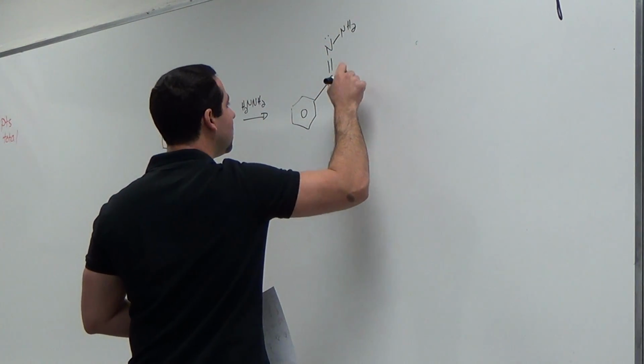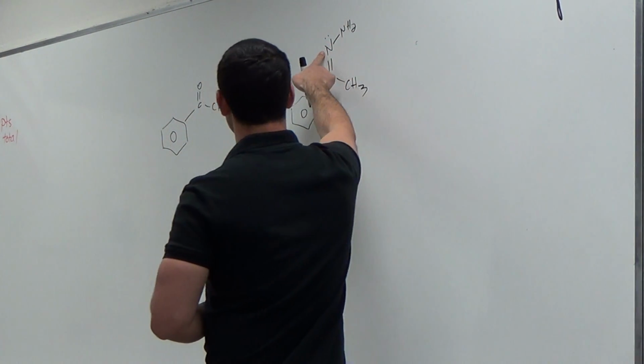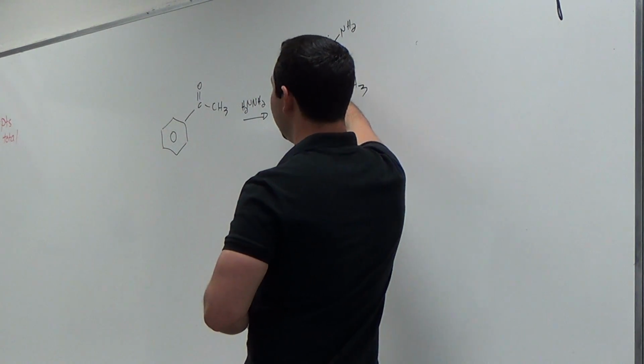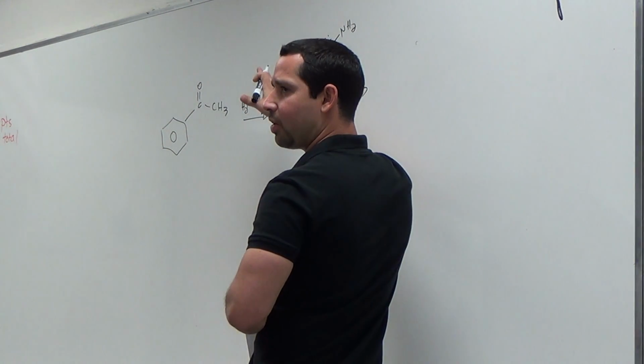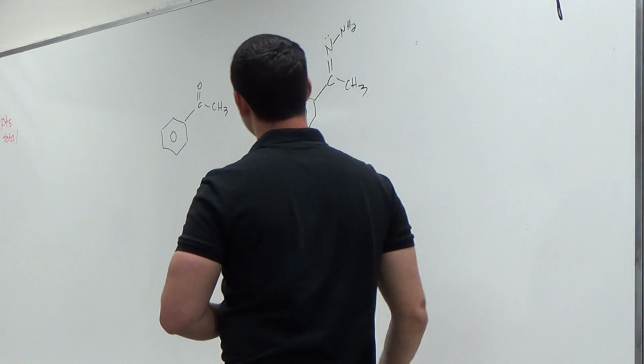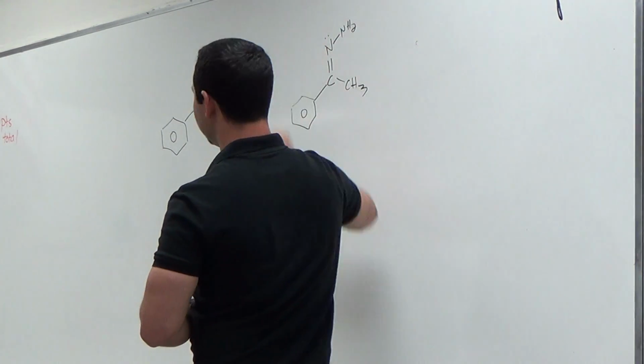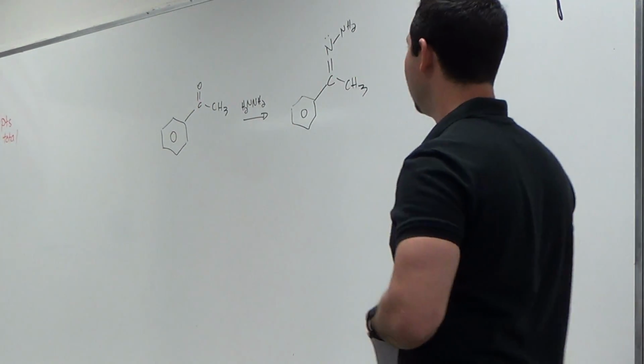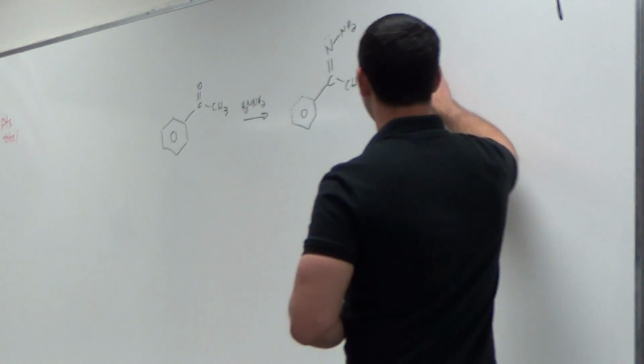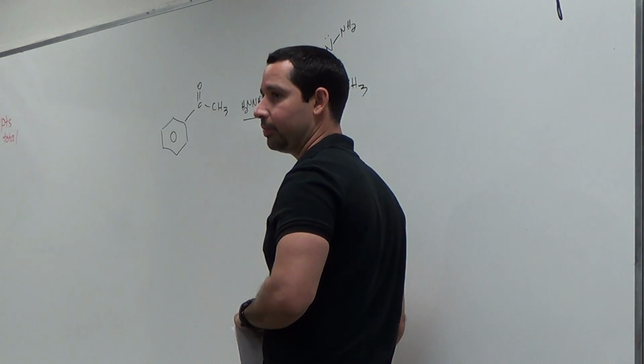And then, let's see, is this nitrogen happy? It looks like it lost 2 hydrogens. Is that okay? It has 1, 2, 3 bonds, has that lone pair. Okay, she looks happy. That's what's important, okay? Now, this is special, okay?